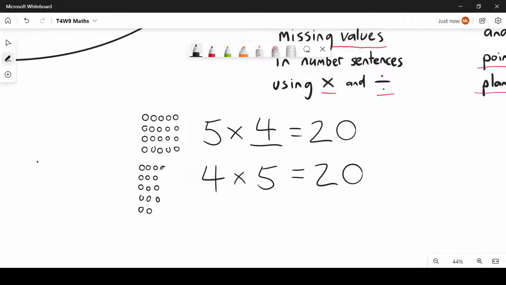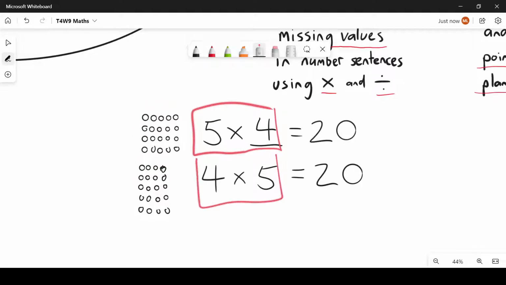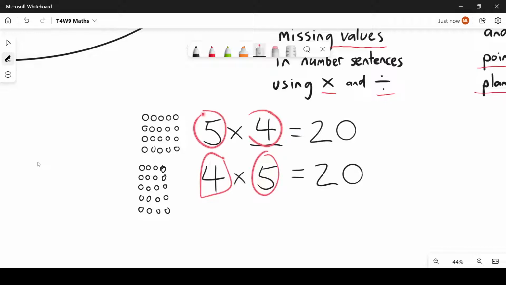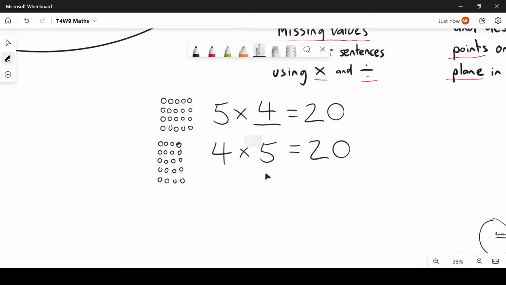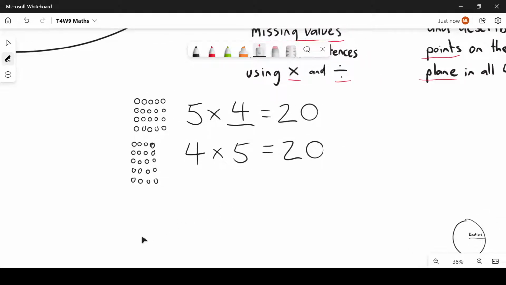So you still have the same number, it's just a different order that you're doing it. Bit messy. Anyway, you get the idea. So 5 that way, 4 that way, or 4 that way, 5 that way. That's got 20, that one's got 20. So the order that you do your times doesn't matter. If the numbers are the same, you get the same answer, 20. So if you knew 5 times 4 is 20, you know that if you switch those two around, you'll get 20 as well. So there's two things that you know.